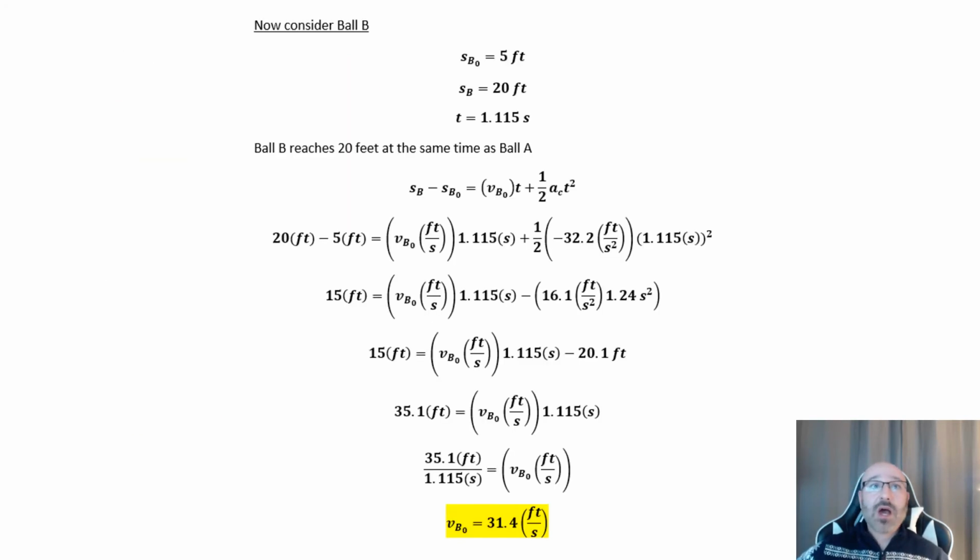Then we continue on and clearly label here, now I'm talking about ball B separately. Here's all the information I have. Now I'm talking about when ball B reaches 20 feet at the same time as ball A. So I'm saying why I can equate these two equations through time.